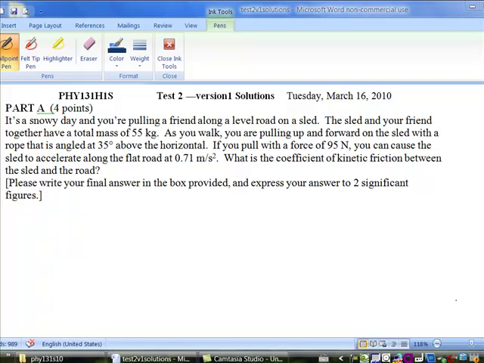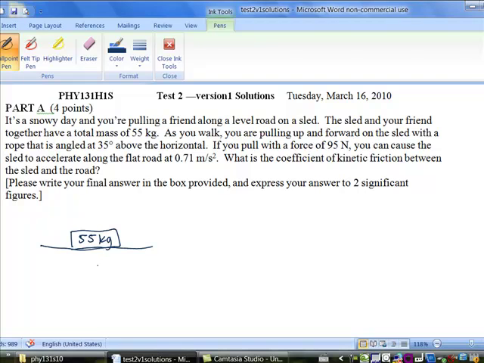Part A says it's a snowy day and you are pulling a friend along a level road on a sled. The sled and your friend together have a total mass of 55 kilograms. So let's start drawing this. There's my perfectly horizontal road. There's my sled. As you can see, I'm a fabulous artist. The mass here is 55 kilograms.